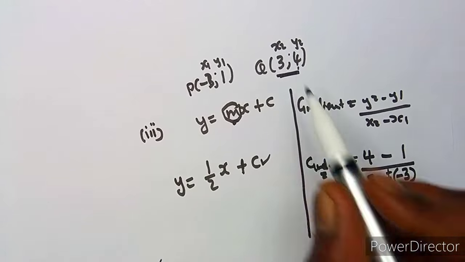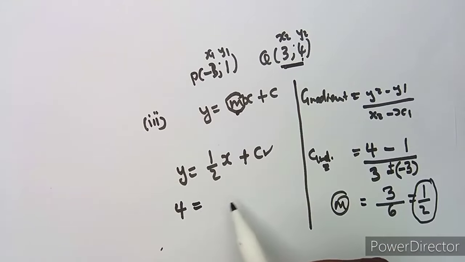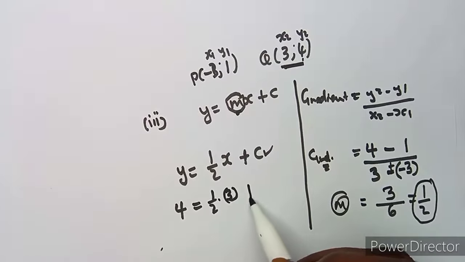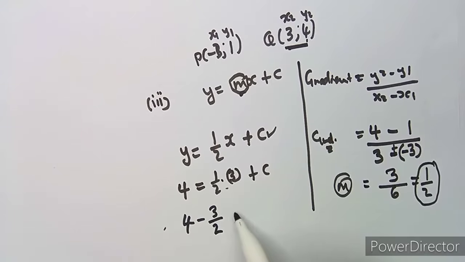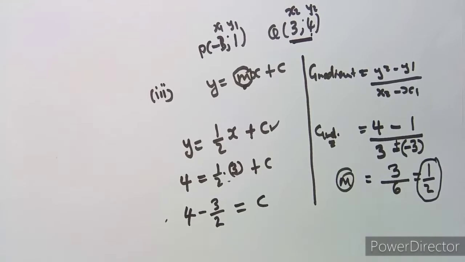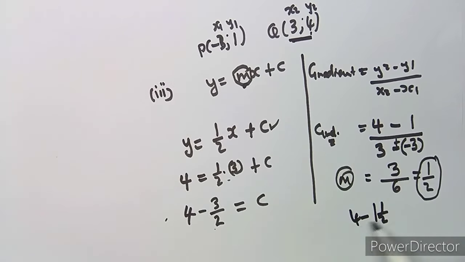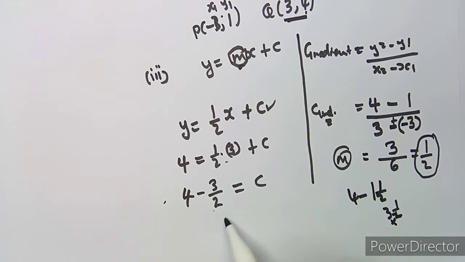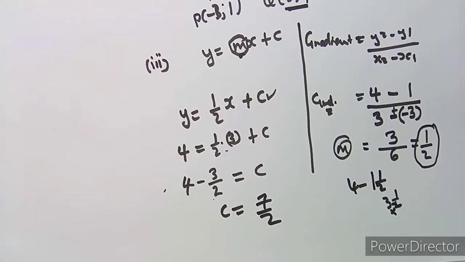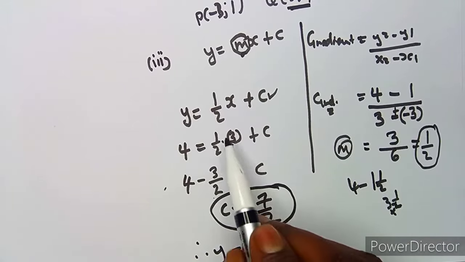Any point, guys. When y is 4, x is equal to what? x is equal to 3. So that will be half of 3 plus c, and half of 3 simply means 3 over 2. So that will be 4 minus 3 over 2, which is equal to c. Using your calculator properly, this is 1.5, isn't it? 1.5 from 4, so 4 minus 1.5 is going to be 3.5, which is simply 7 over 2. So our c is going to be 7 over 2 in this case. So you have got the value of c, the one that we needed here.